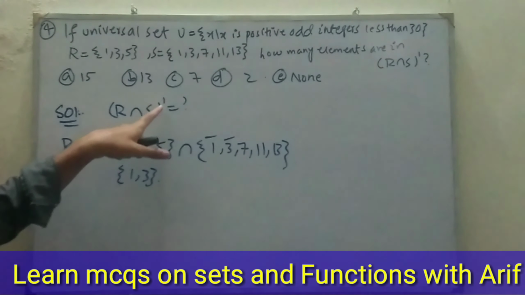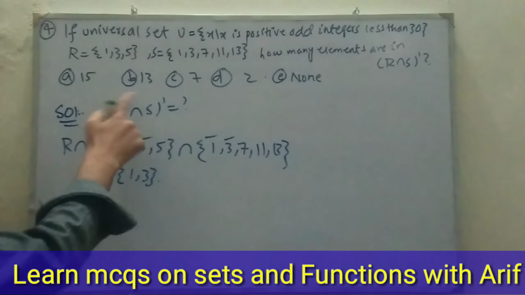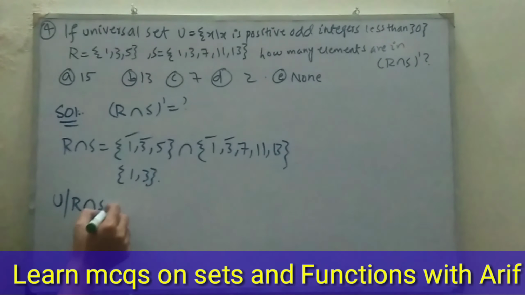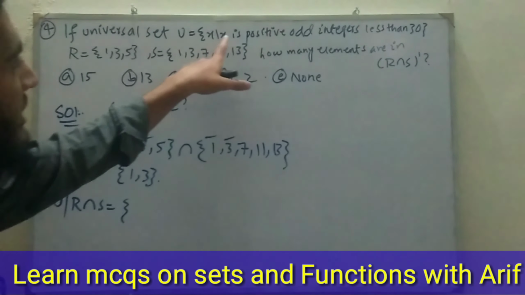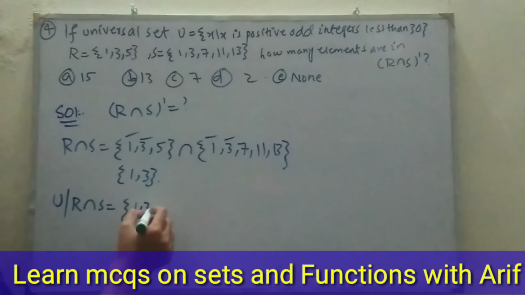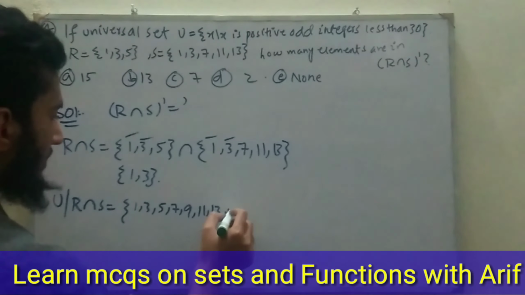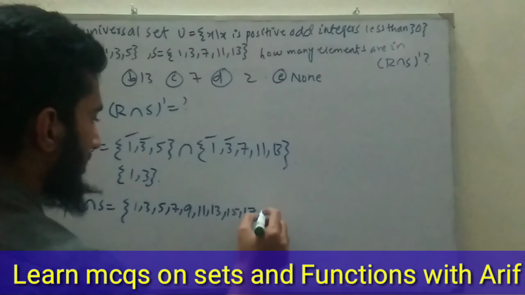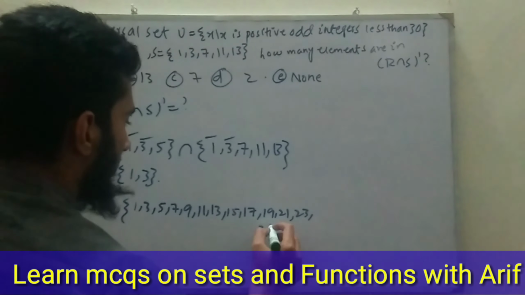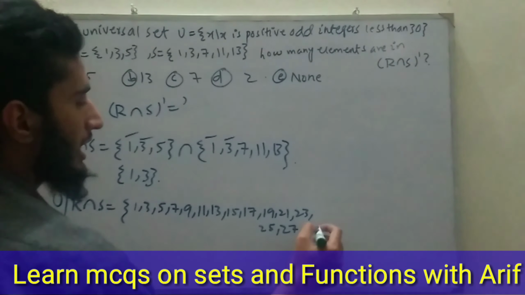Now here is a complement sign on R intersection S. So it means subtraction of this set from the universal set, according to the definition of complement. So U minus R intersection S. Our U set is X such that X is a positive odd integer less than 30. So the odd integers are 1, 3, 5, 7, 9, and after this 11, 13, 15, 17, and after this 19, 21, 23, and after this 25, 27, and 29, because less than 30 means 29 is the last odd integer.